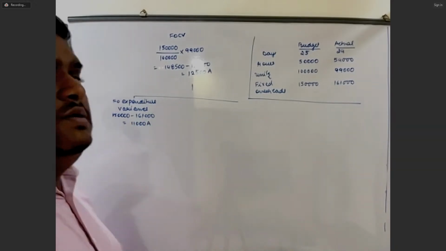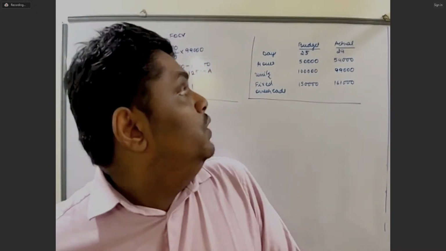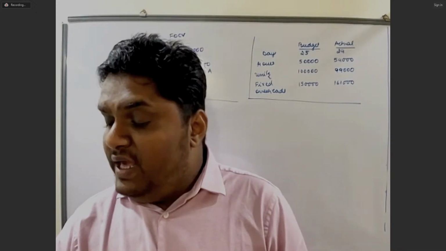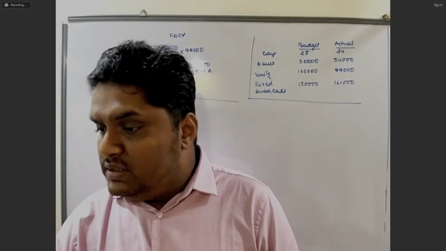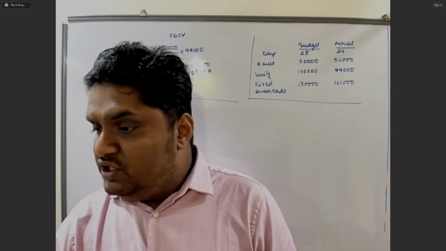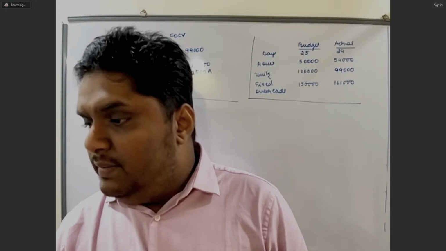This will be 11,000 adverse. 25, 24 is the number of days. Okay, so I've got answer from Miss Noor Zamila and Diksha Agrawal. So very good. I think your answers are correct.